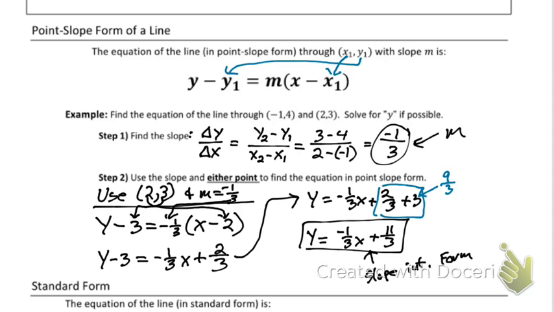All right, if you would have used the point negative 1, 4, you would have resulted in the exact same answer. And if you don't believe me, try it. Instead of the 3, if you'd plug your 4 in, and if you'd plug a negative 1 in for that 2, you'd come up with the exact same y equals negative 1/3 x plus 11 over 3.